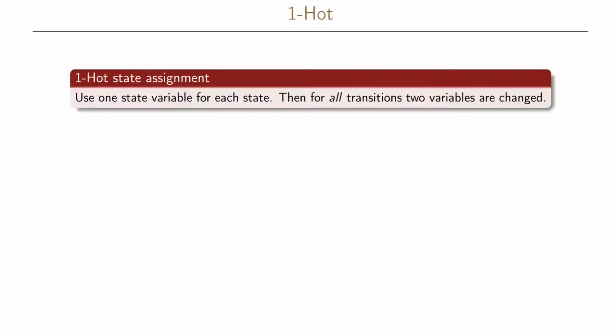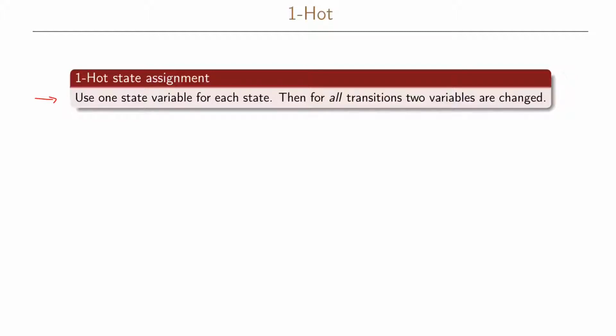The last state assignment strategy that we're going to look at is the one that is called one hot. In this case, one hot means that we use one state variable for each of the states. That means that for all the state transitions that we have, two variables will always be changed. And if we go back to the same state, of course, no state variable will change.